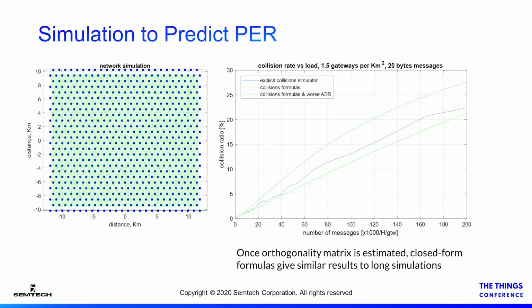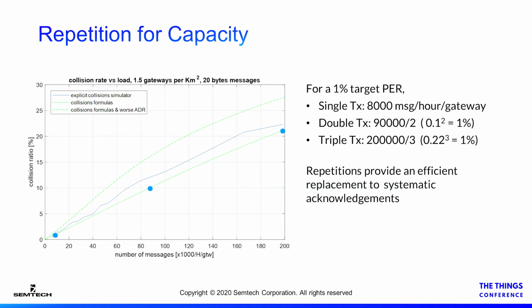We can also use this kind of simulation, well, computation, to derive other considerations. And it is that repeating packets is a good thing as far as capacity is concerned. So this graph is, of course, collision rate, so packet error rate, versus the expected capacity, the number of messages per day. And imagine that we are trying to get a pretty high quality of service of 1% only packet error rate, so 99% QoS.